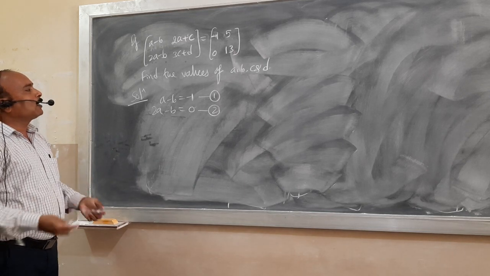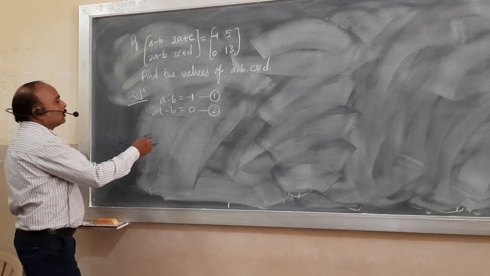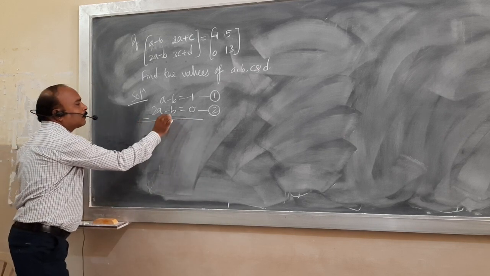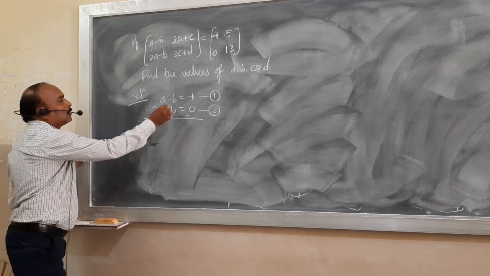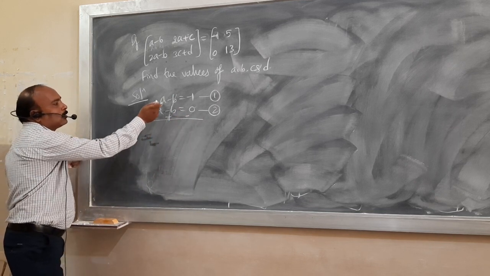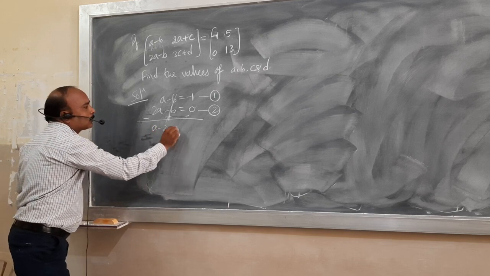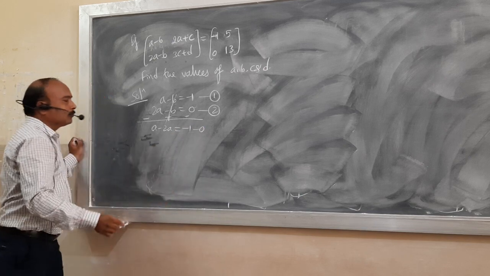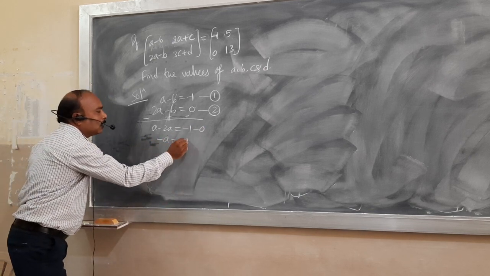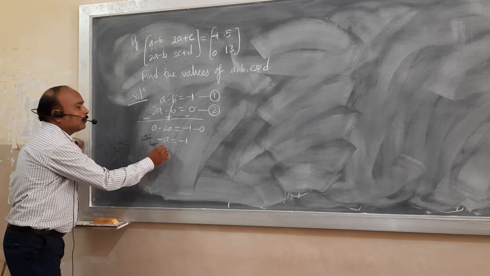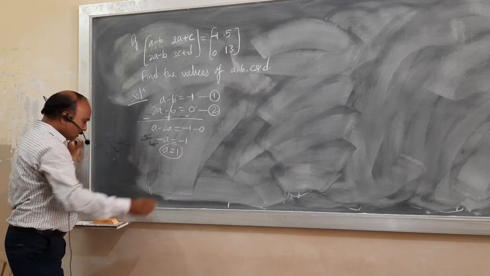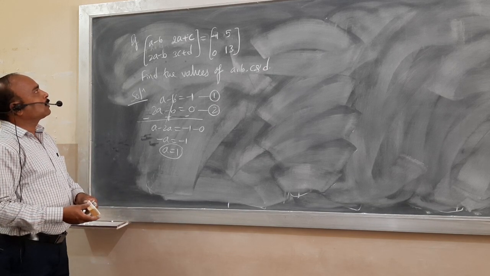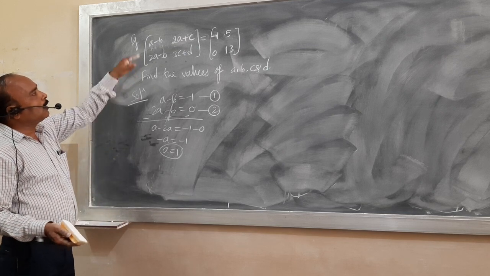Now first you can solve for a, b from these two equations. How can you solve? Now you make change of sign. It is minus, it is plus, it is minus. Then b and b get cancelled. Here you get a minus 2a equal to the right hand side, minus 1 minus 0. A minus 2a is minus a, it is minus 1. Therefore a equal to 1. The first value, a equal to 1. Then by using this a value, you can calculate all the remaining values.